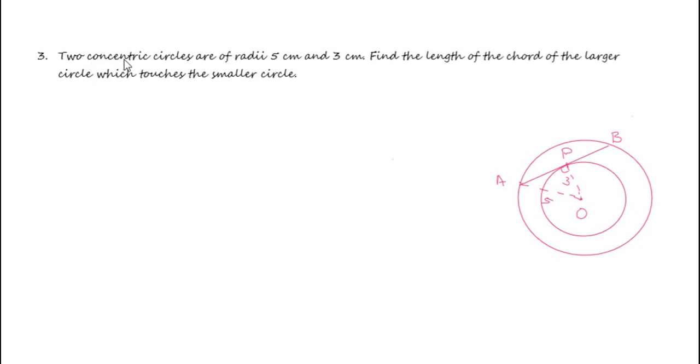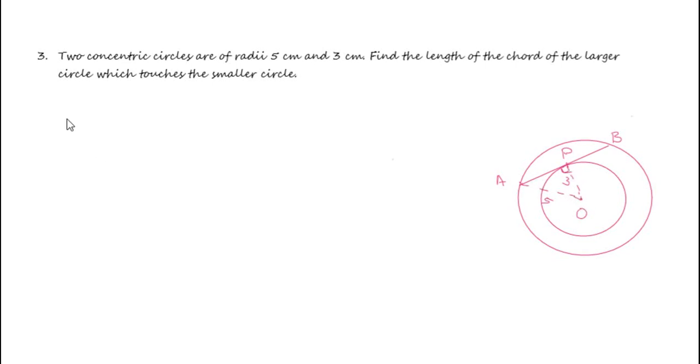Third problem, two concentric circles are of radii 5 cm and 3 cm. Find the length of the chord of the larger circle which touches the smaller circle. These are the two circles. The smaller circle has radius 3 cm, the larger circle has radius 5 cm, and AB is the tangent to the circle of radius 3 cm. Since this is the tangent, and from this point if I join to the center O, this angle is 90 degrees. Now APO is a right angle triangle.